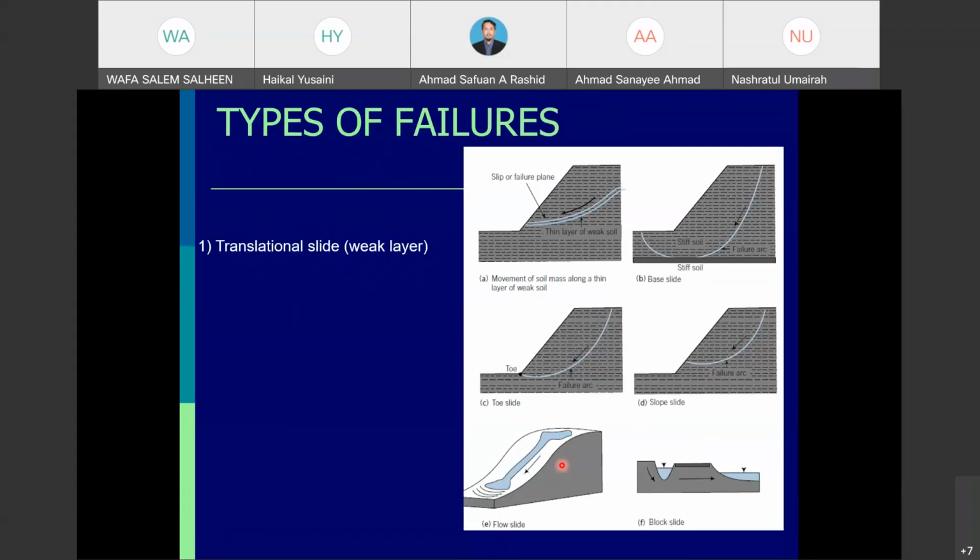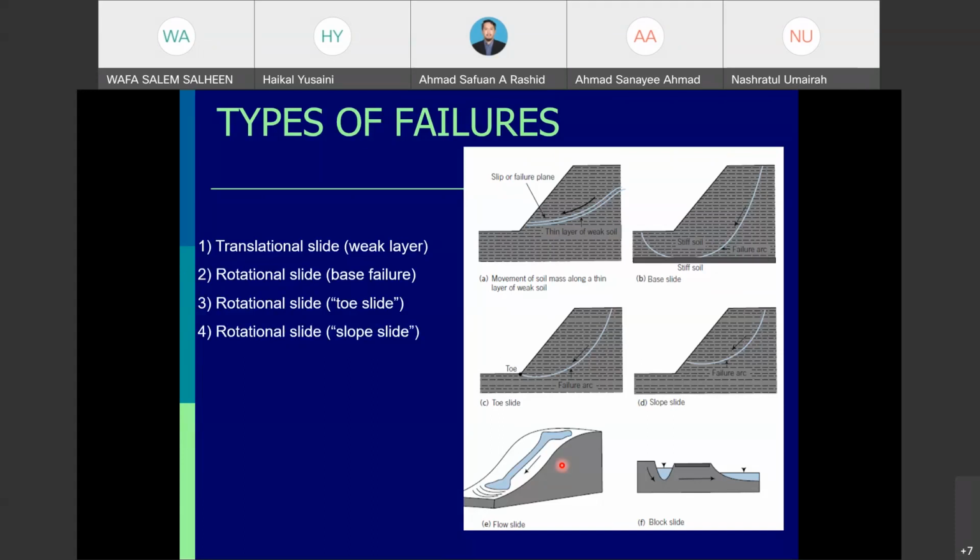So, translational slide, where they have a weak layer there. Rotational slide, there is a common one. Actually, this is the same as the previous three. Rotational slide, where it happened on the toe, on the toe.